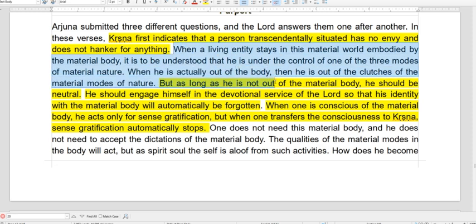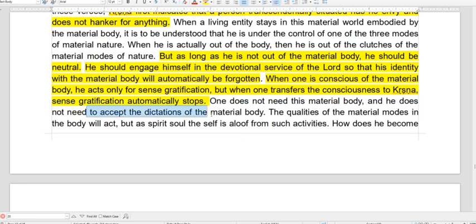When a living entity stays in this material world, embodied by the material body, it is to be understood that he is under the control of one of the three modes of material nature. But if he is actually out of the body, then he is out of the clutches of the material modes. But as long as he is not out of the material body, he should be neutral. He should engage himself in devotional service of the Lord, so that his identity with the material body will automatically be forgotten. When one is conscious of the material body, he acts only for sense gratification. But when one transfers the consciousness to Krishna, sense gratification automatically stops. One does not need this material body, and he does not accept the dictation of the material body.